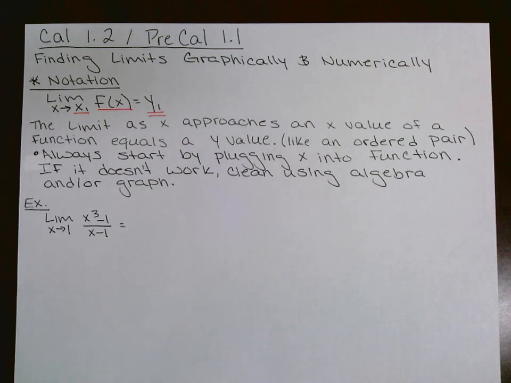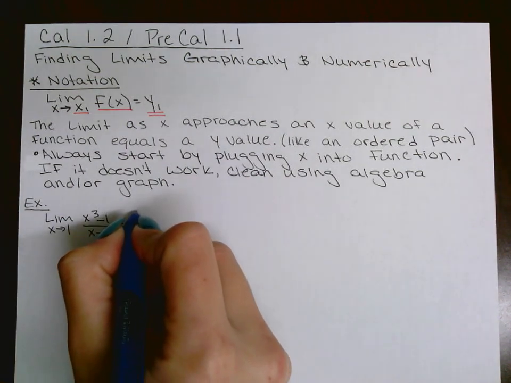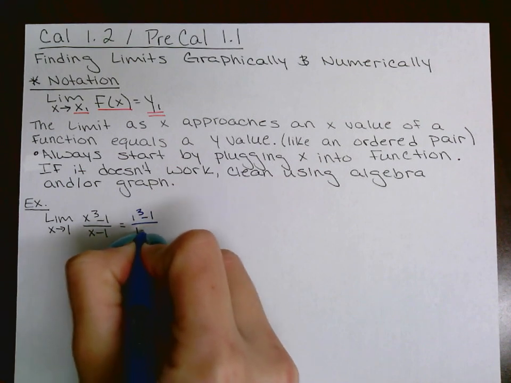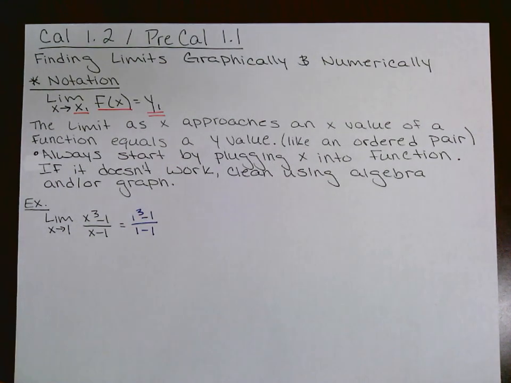So let's take a look at this first question. What happens if I start this limit question? It says the limit as x approaches 1 of this function. Start off by plugging it in. 1 cubed minus 1 over 1 minus 1. And what do I get?